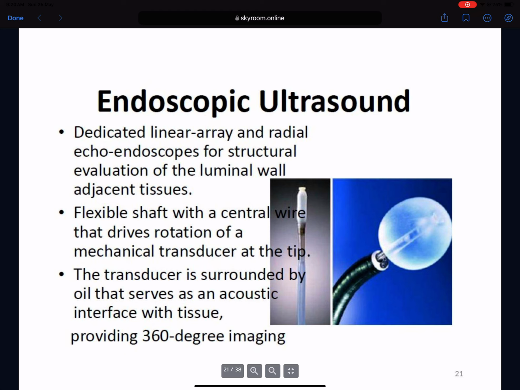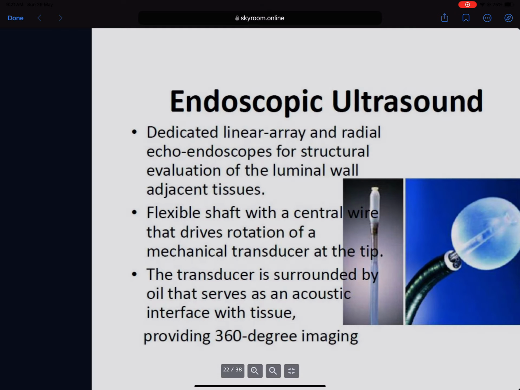For this reason, you cannot evaluate the stomach from outside the body, but by using endoscopic ultrasound you can put the probe directly inside the stomach, so you are inside the stomach, and you can evaluate all the walls inside the stomach. So endoscopic ultrasound has a lot of benefits.